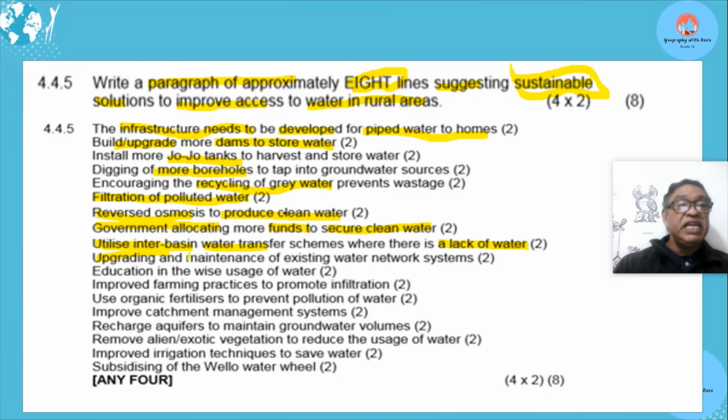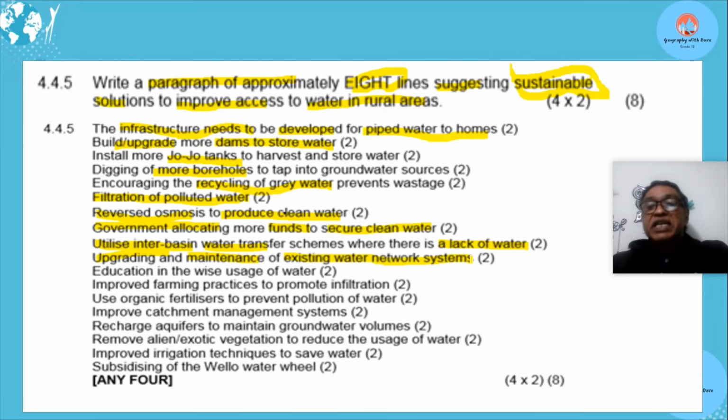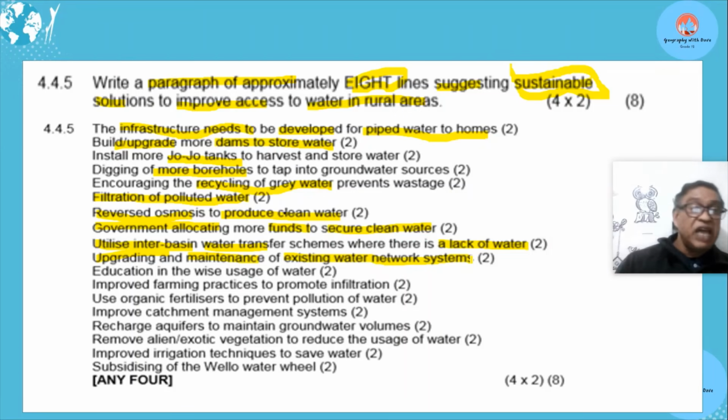Upgrading and maintenance of existing water networks. These are all sustainable, learners, because if you upgrade, it lasts a longer period of time. Okay, and if you maintain them also. Educate in wise usage, definitely sustainable. Educate people that they don't waste water, they use it wisely, will allow our sources to last for a longer period of time.